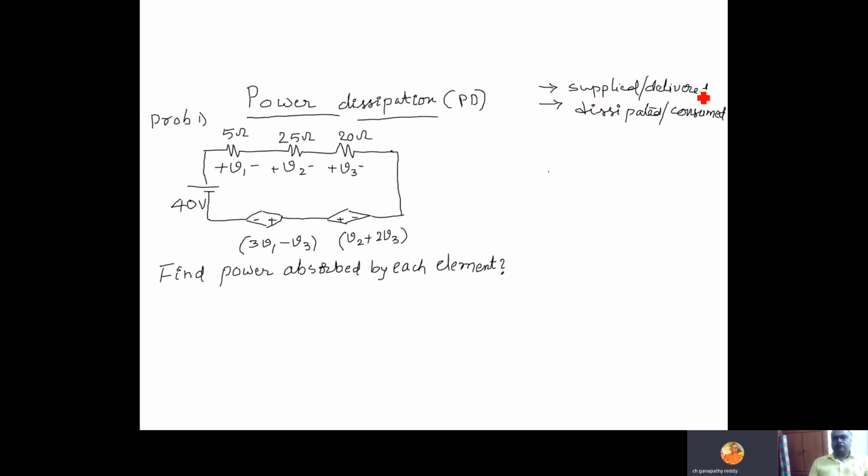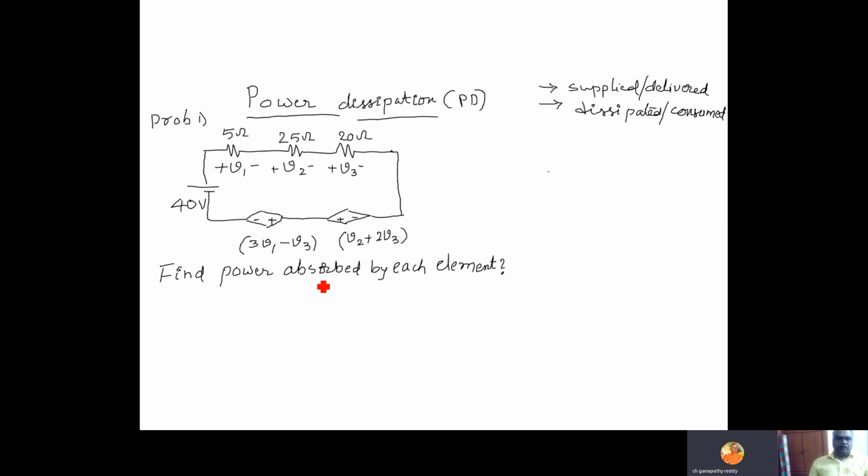Power supplied and power delivered mean the same. Power supplied by a source, delivered, or given is the same. Another word is dissipation and consumed. A resistor absorbs and dissipates, or absorbs and consumes. Dissipated, consume, or consumption all mean the same.